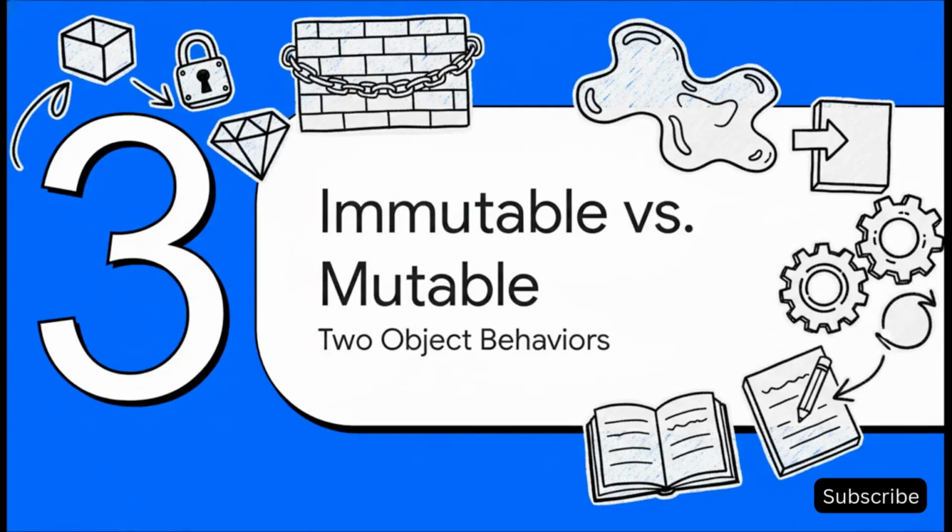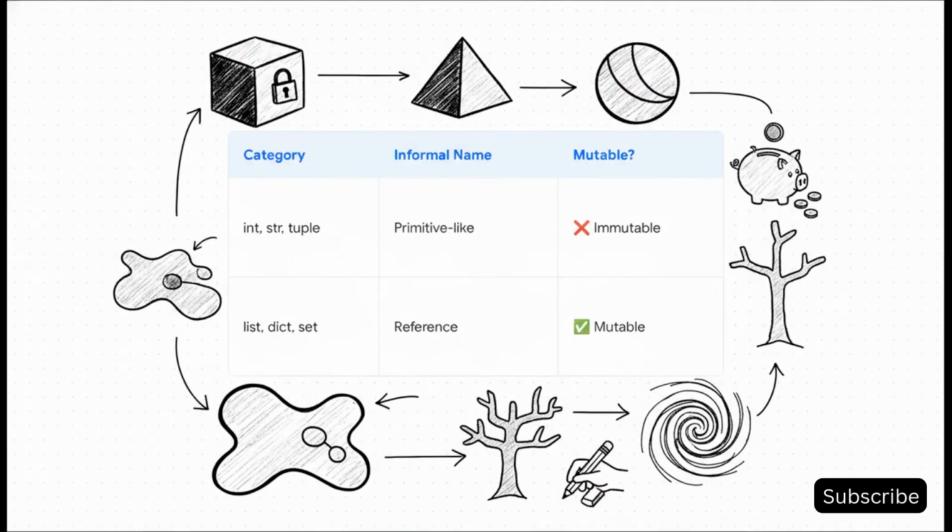Okay, so once you accept this label model, you'll see it leads to two totally different behaviors depending on the kind of object a label is pointing to. And this is where we get to the super important concepts of immutable and mutable objects. So we can basically split Python's objects into two useful camps. On one side, we have what we'll call primitive-like objects. These are things like integers, floats, strings, and tuples. The key thing about them is that they are immutable. That's a fancy word for unchangeable. Once you create them, they can never, ever be changed. On the other side, we have our reference-type objects, like lists, dictionaries, and sets. These guys are mutable, which means you can change them in place whenever you want.